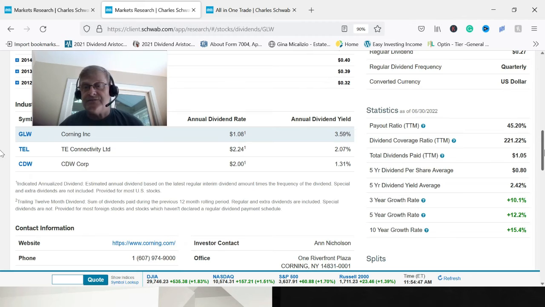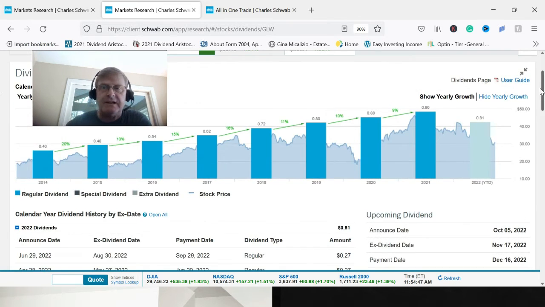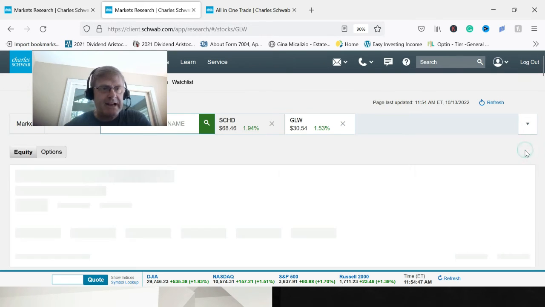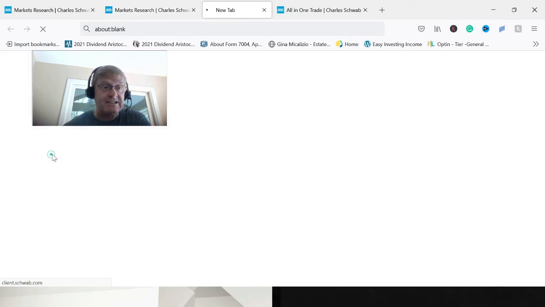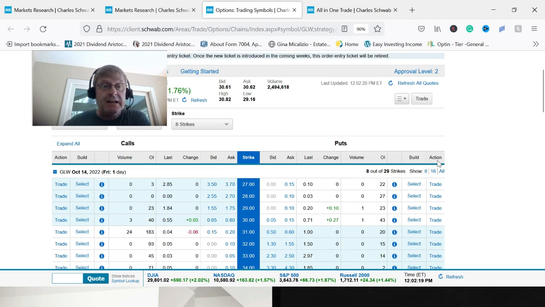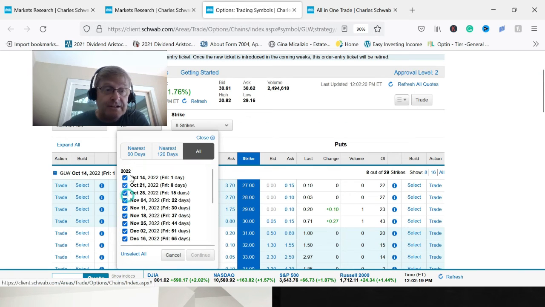You can see its 3-year growth rate is over 10%, 12% for 5-year, 10 years right at 10%. So it's a good company to own, and it doesn't move that much either. Since I've owned it and sold options on it, it seems to stay between 30 and 35. So let's jump back and look at the options. This is a $30 stock, so you can actually buy options. Again, let's go a little farther out. It doesn't make sense to do it too soon.